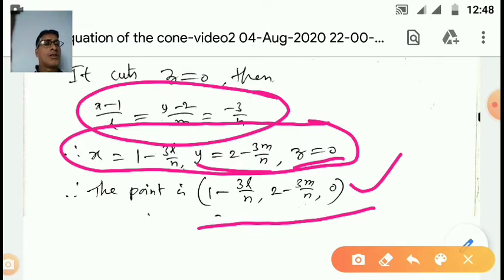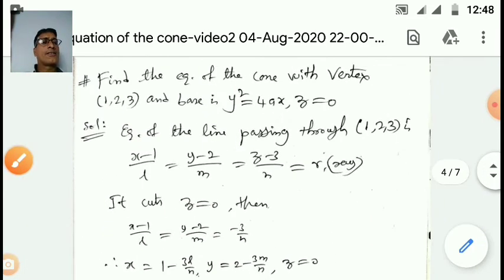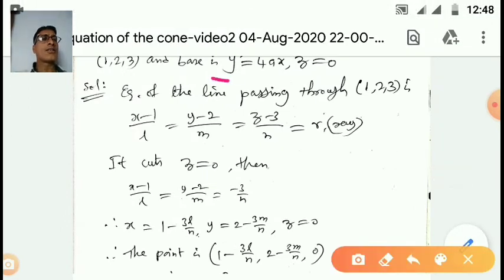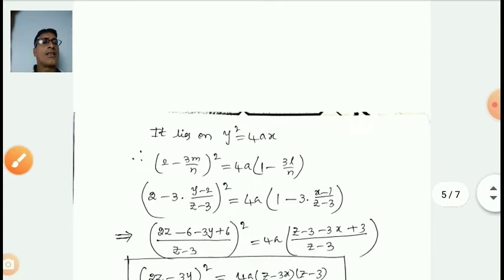Since this is the point where the generator meets the base curve, this point lies on the base curve. Therefore, these coordinates must satisfy the equation of the base curve. You can see here the equation of the base curve is y square is equal to 4ax. By substituting this point in y square is equal to 4ax, you will get the following.